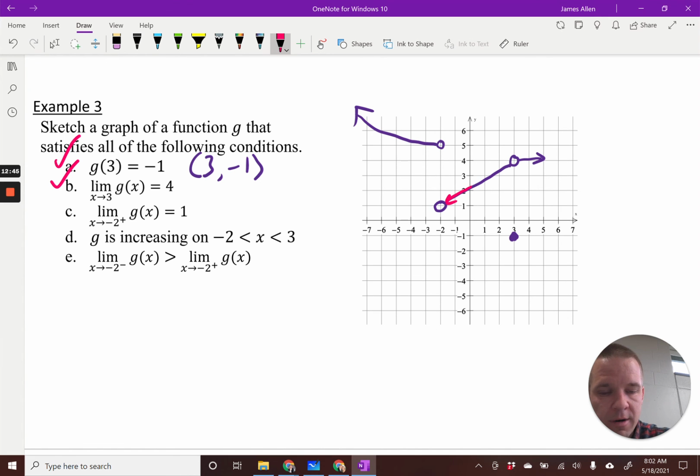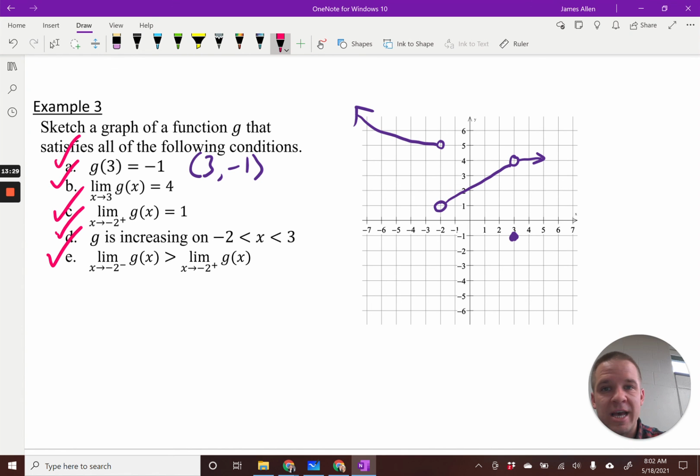The limit of g of x as x approaches -2 from the right is +1. So from the right is right here. It's hitting +1 for my y value. We're good there. G is increasing from -2 to +3 for my x values, right? I am increasing along that stretch. It's going up. Cool. That's good. And lastly, but not leastly, the limit of g of x as x approaches -2 from the left is larger than the limit of g of x as x approaches -2 from the right. Boom. It's 5 from the left. It's 1 from the right. We are good to go.